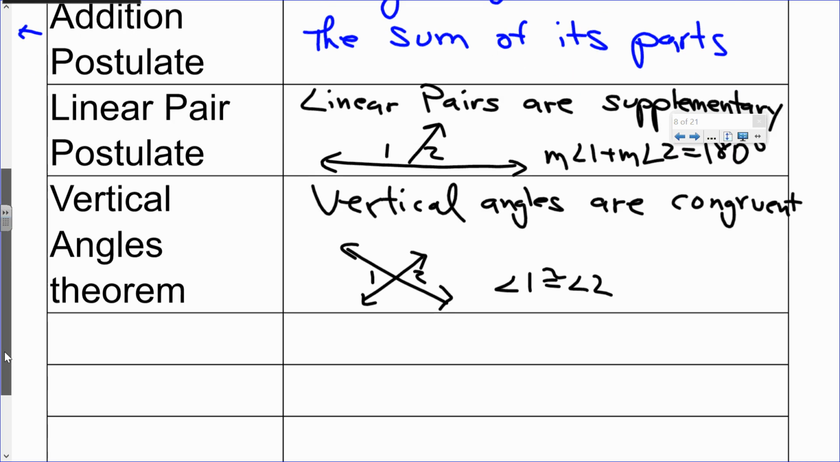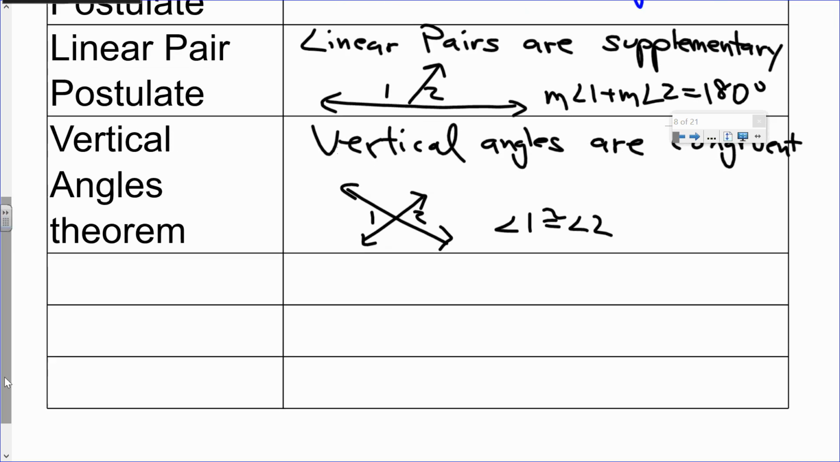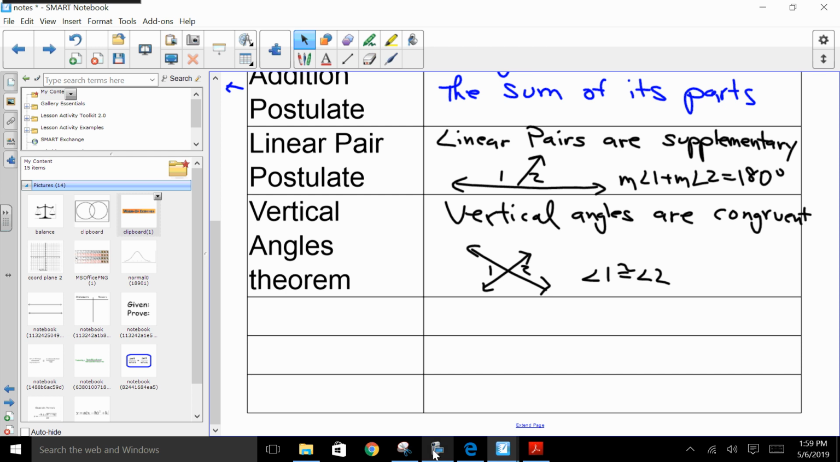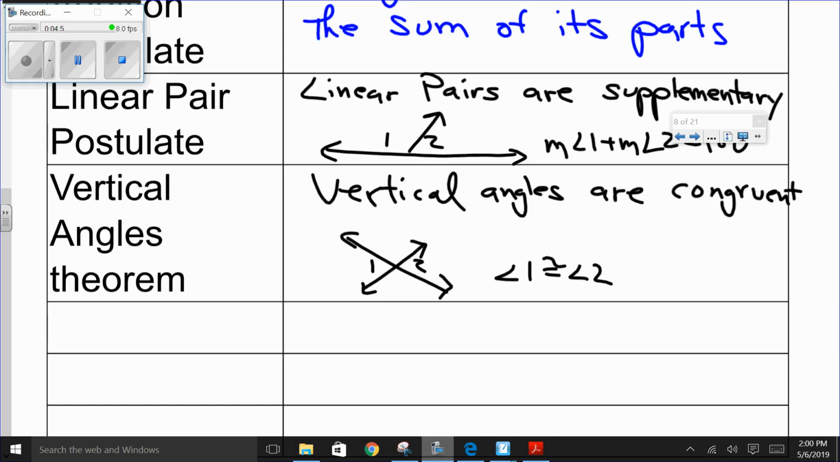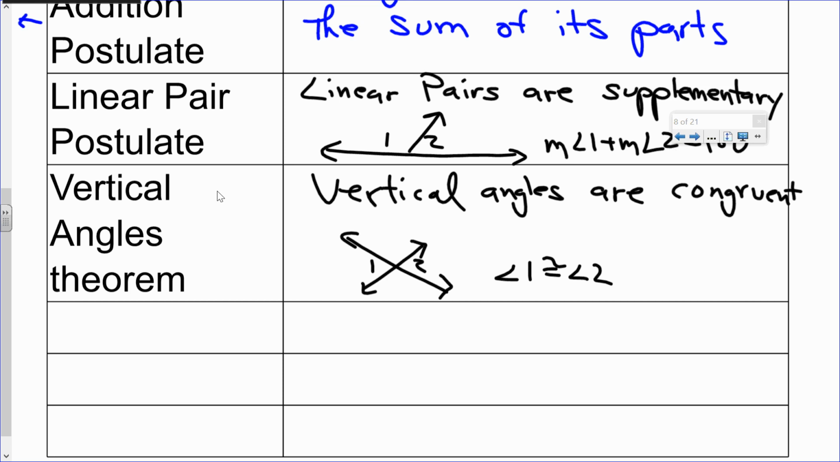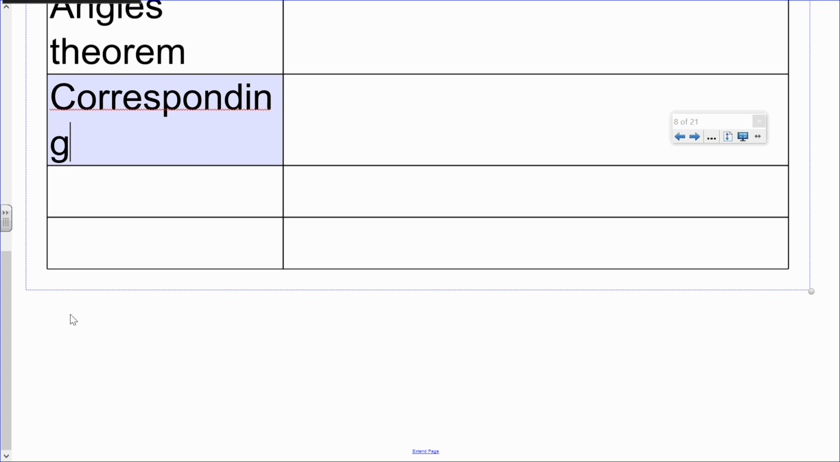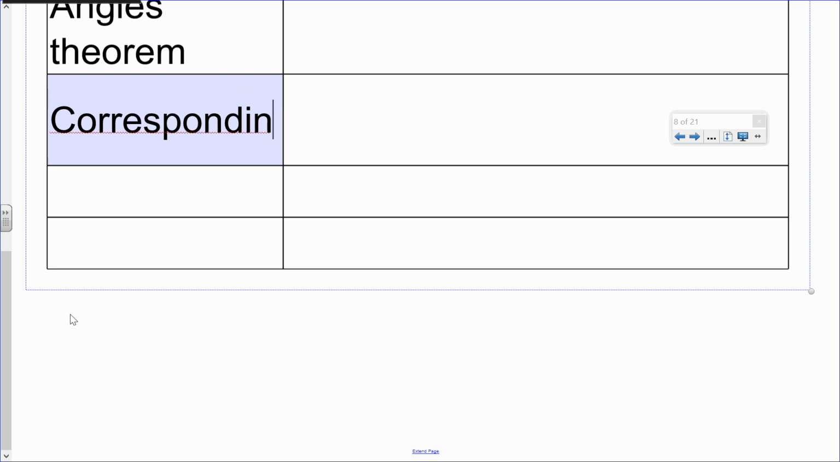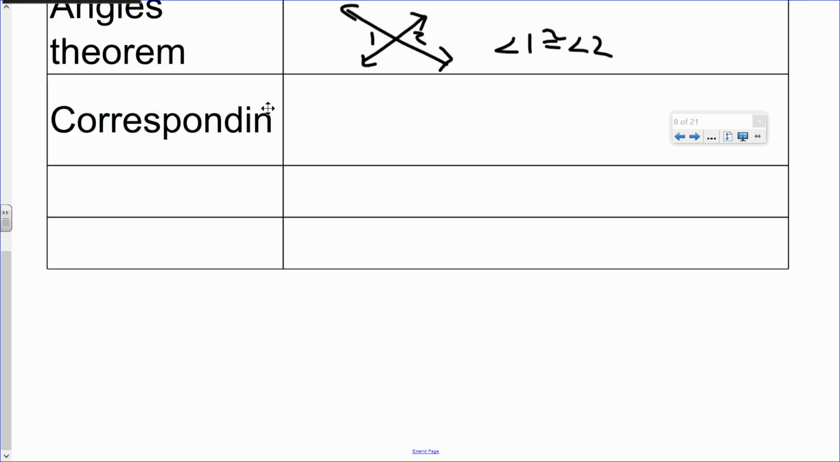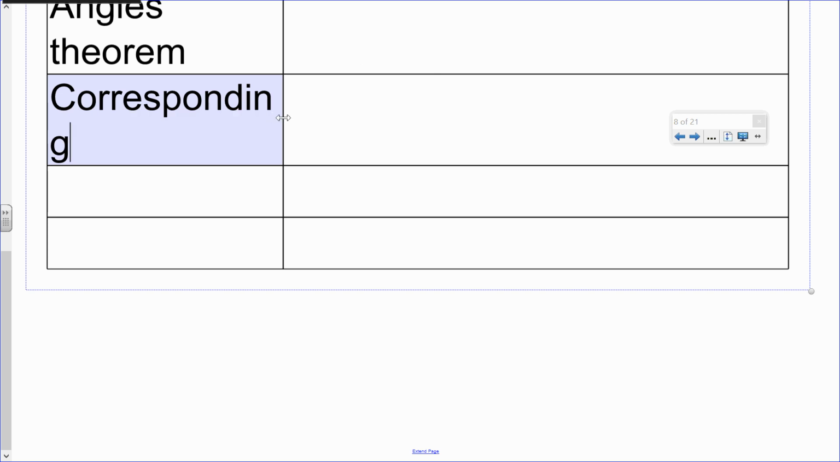Okay. Last one's going to be a postulate. For today, at least. You're only doing 3. All right, last one. Ready, Chang? Come on. Corresponding angles postulate.